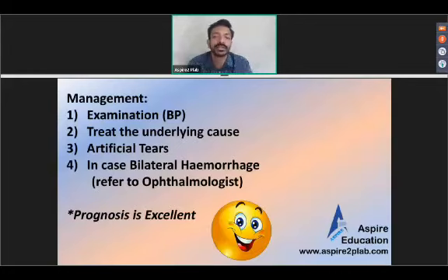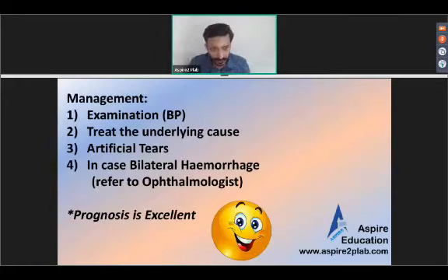You can simply give some symptomatic treatment, because if the patient has any foreign body sensation or irritation in the eyes, we can offer artificial tears. One thing now, in case of bilateral hemorrhage, if the patient has hemorrhage in both the eyes, please refer the patient to an ophthalmologist. But in our case, this one is unilateral.